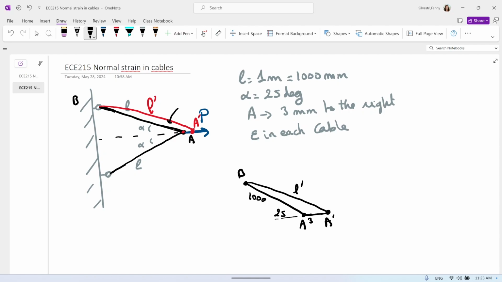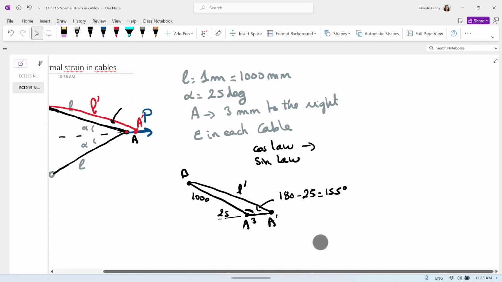Okay, so it's not a right angle. We have two options: cosine law and sine law. And if we look there, we have two dimensions and one angle, so probably cosine law is easier. What we need is the angle on the inside. So this angle inside will be 180 minus 25, that will be 155 degrees. So we will use the cosine law to find L prime.